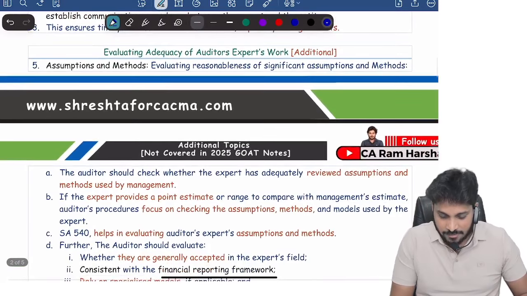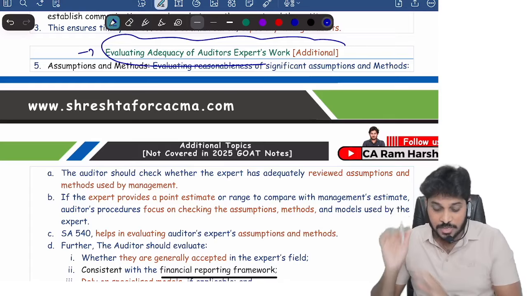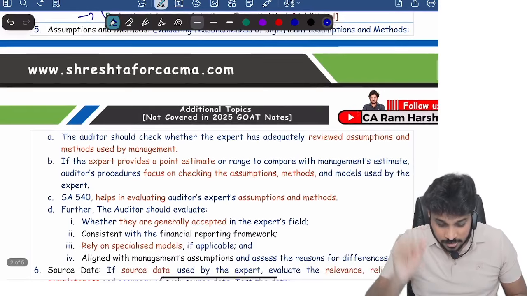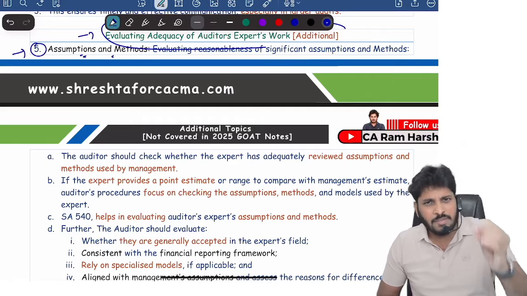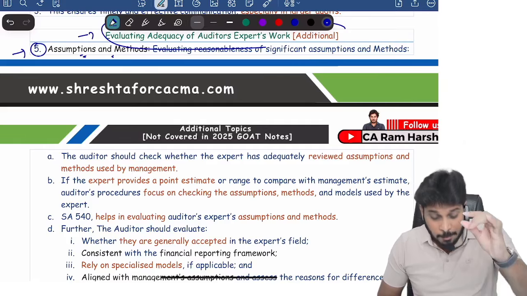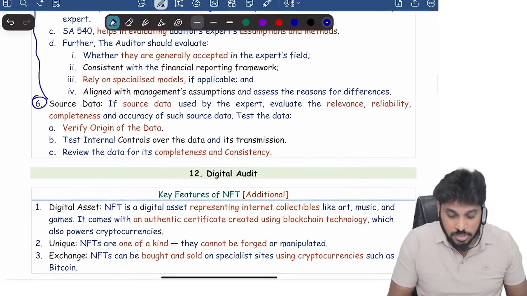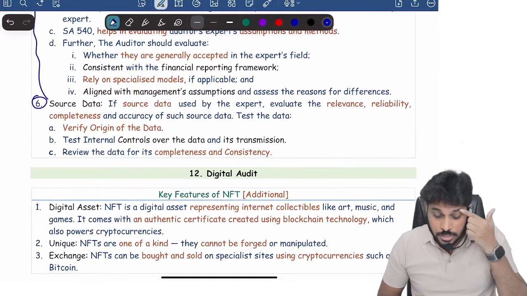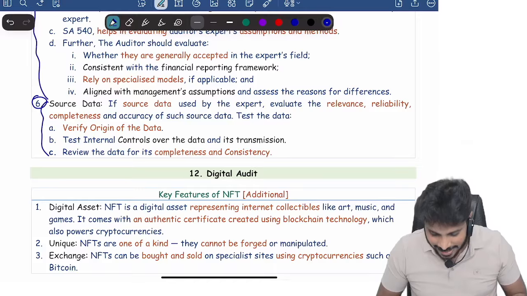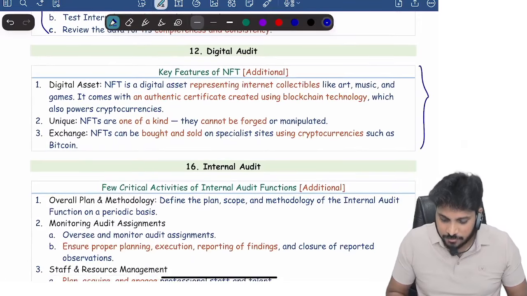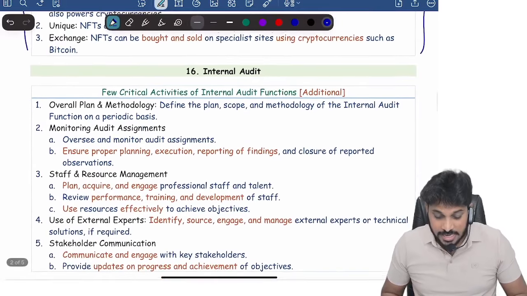Then, evaluating adequacy of experts' work. When you are checking adequacy of experts' work, it's already given in our GOAT Notes. There are some additional points. You need to check assumptions and methods, which we briefly gave in our GOAT Notes already. But for that, a detailed answer is given here. Then, source data. Suppose the expert is using source data, what points does the auditor have to check? That also we are giving you. Next, digital audit, key features of NFT. What are the NFT features? This got missing. And internal audit.